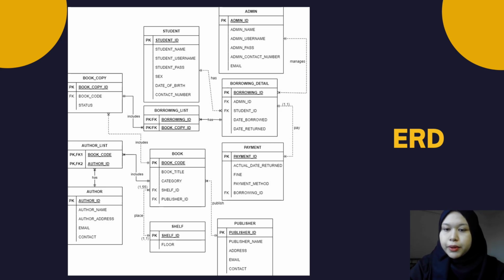Moreover, a book is published by a publisher, and a publisher can publish many books in this relationship diagram. And lastly, this shelf table shows the cardinality for 55 books that can be placed in a shelf.